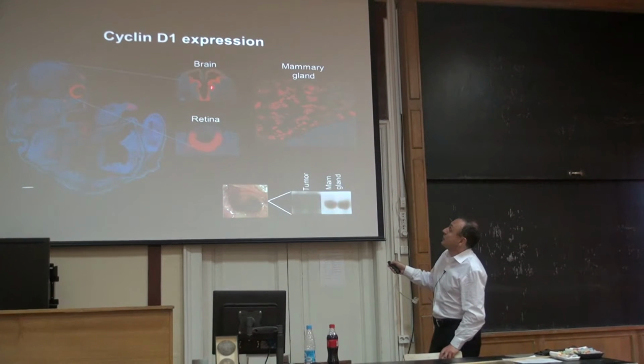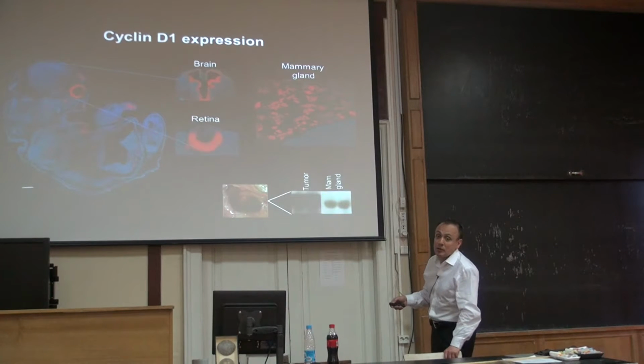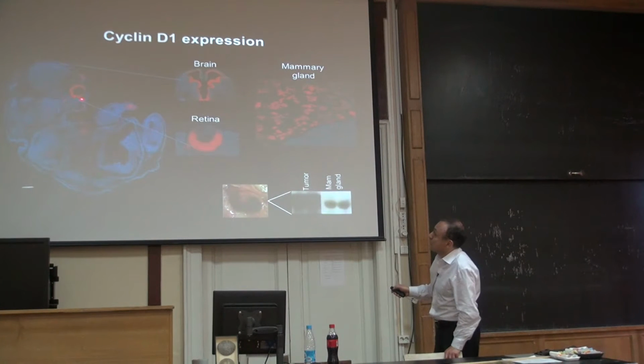It's also very high in the brain, and also postnatally, when females become pregnant, it's induced in mammary glands. And lastly, when there's a cancer, breast cancer arising in the mammary gland, there is once again a high level of cyclin D1. So Fred's project was that he wanted to know what the cyclin D1 partners are right here, and what the partners are right here, and what the partners are right here.